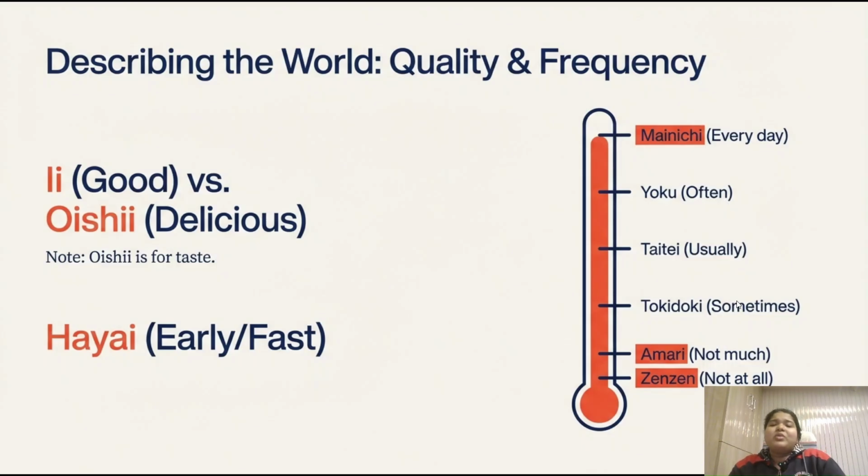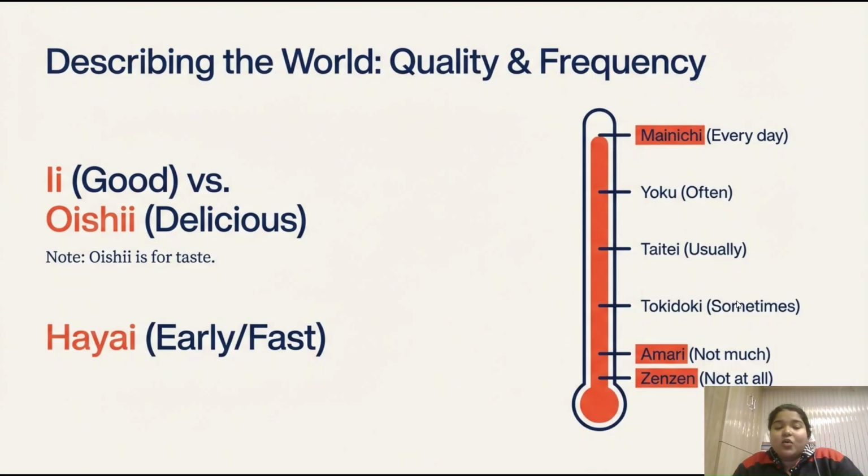When you do not do something much, let's say I do not eat brinjal, not much, there it's going to be amari. Now there are things you do not do at all. That is your base point, right? For example, it can be anything. It can be I do not do this task at all. I do not cycle this bicycle at all. Not at all, so it's going to be zenzen.